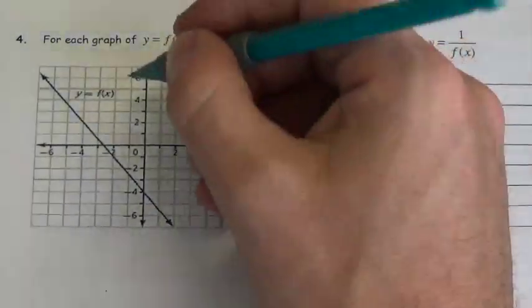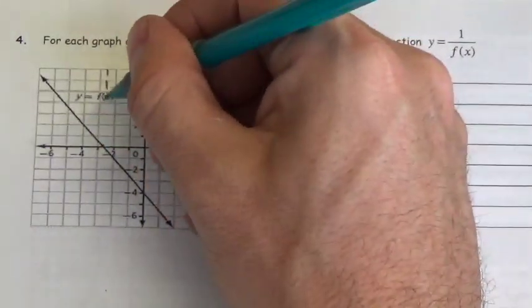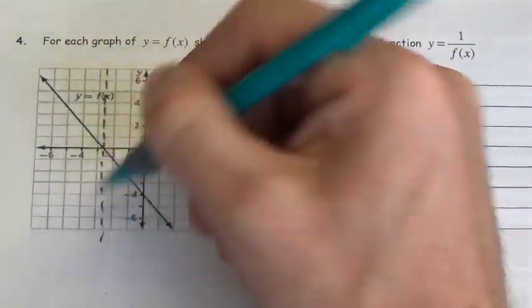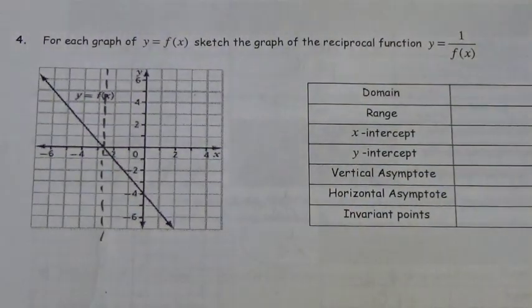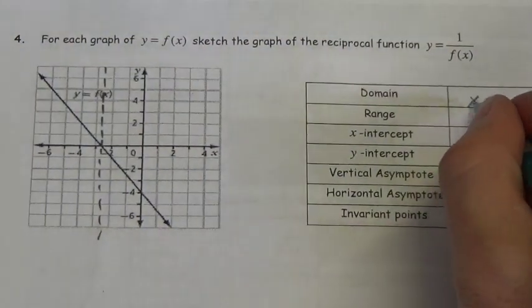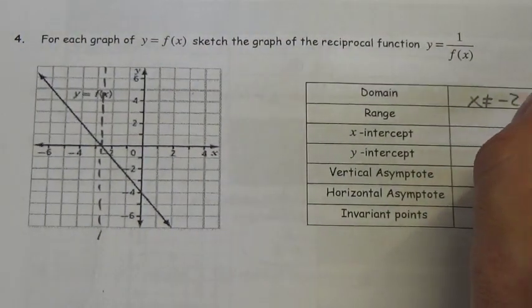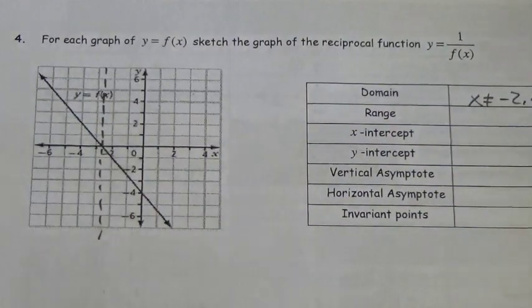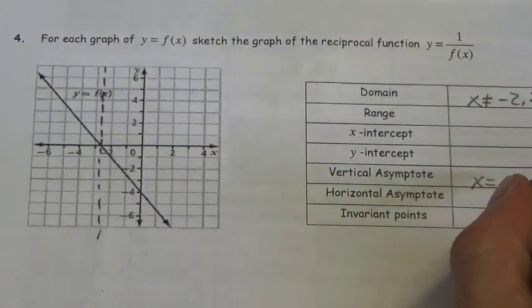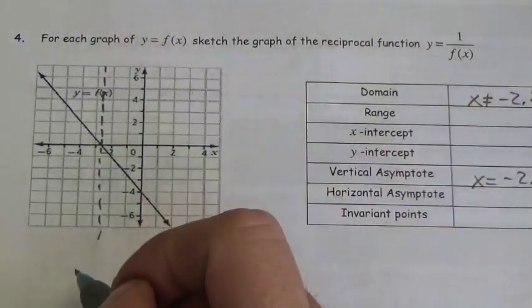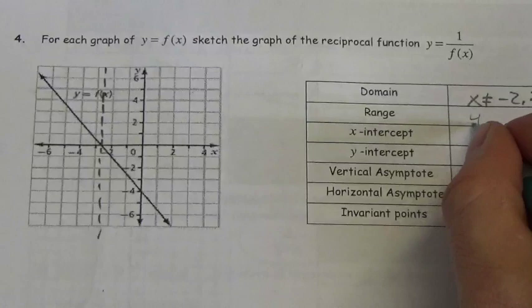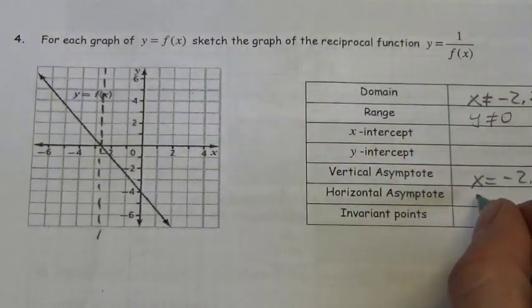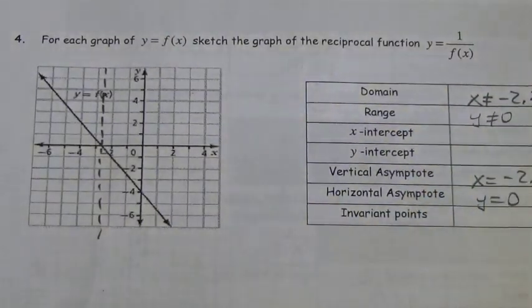Again, I know that my x-intercept is going to become my vertical asymptote. Now, I can't quite see that. Looks like, what is that, negative 2 and like 2/3. So x cannot equal negative 2 point, let's say 7. That's because my vertical asymptote is going to be at x equals negative 2.7. My range, well, this is a linear function here. I'm going to assume that y cannot equal 0 because the horizontal asymptote will be y is equal to 0.